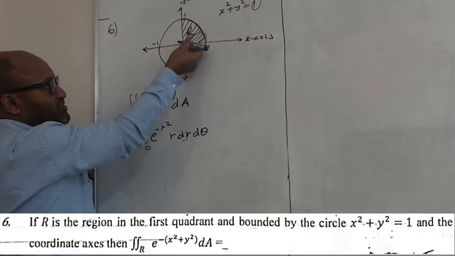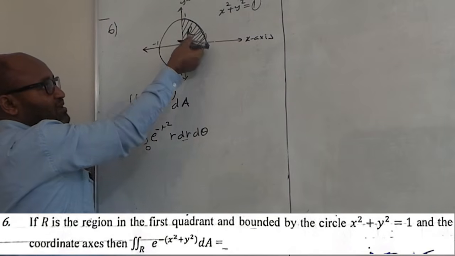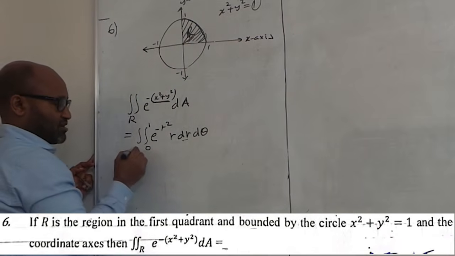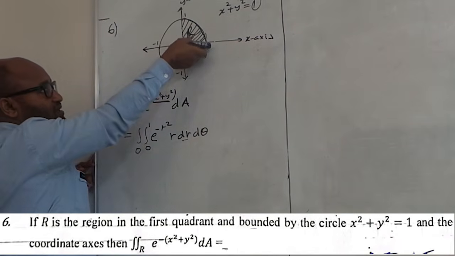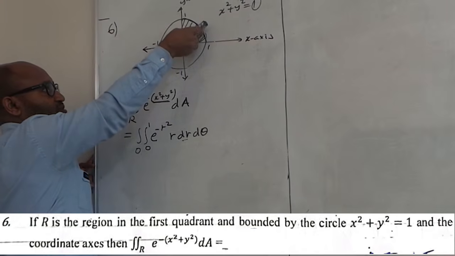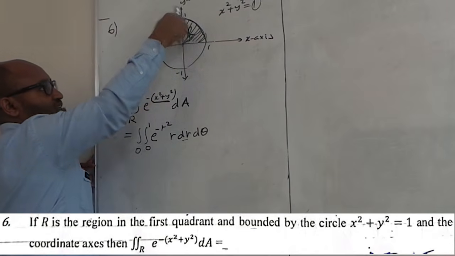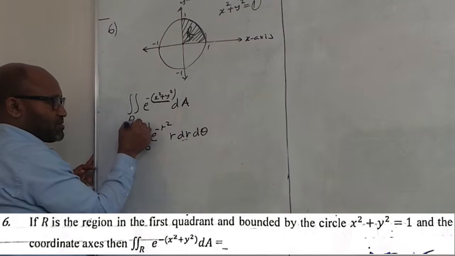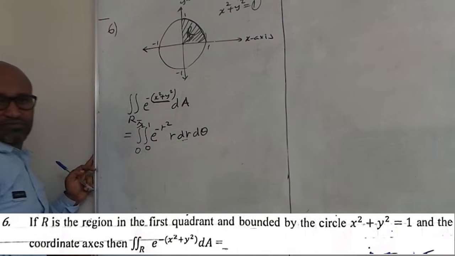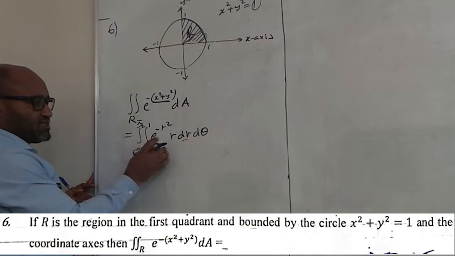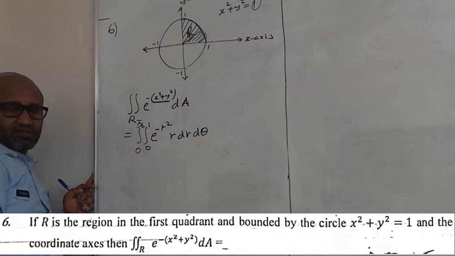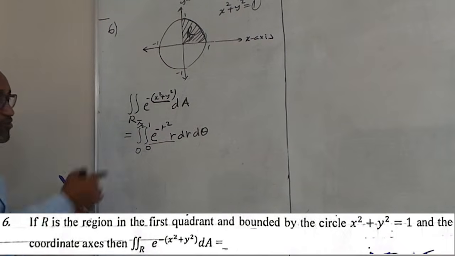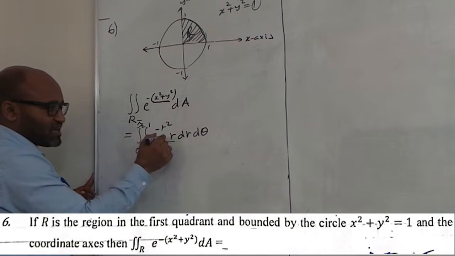For the other, we start from the positive x-axis. The region touches the positive x-axis, so our starting angle is 0. Then we rotate, and this region is bounded by the positive y axis, that is pi over 2. So this is what we need to evaluate. Now, e to the power of minus r square times r.